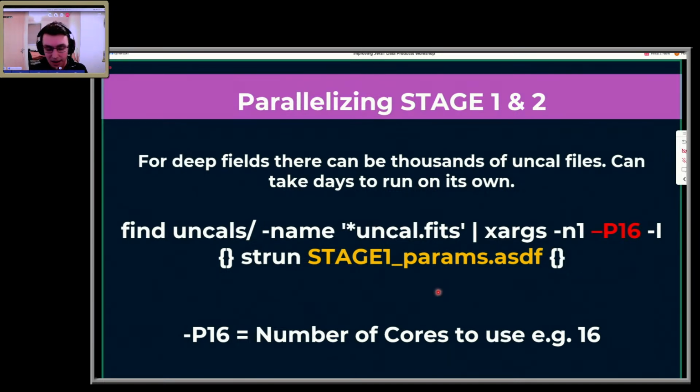So the pipeline that we have is just a simple bash script that you run that will search your folder full of uncal files and run stage 1, stage 2, and our custom Python bits in between on each of the images in there. And you just need to change, for example, your input file, if this is your stage 1 ASDF file or your stage 2 ASDF file or your Python script. And you can just change this P16 for however many CPU cores that you have.